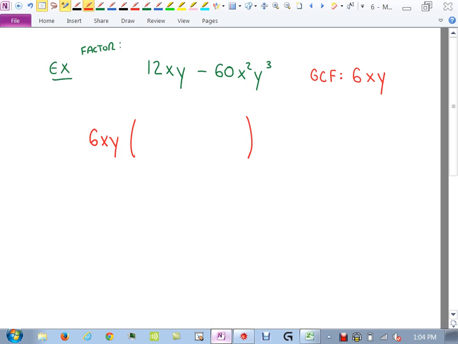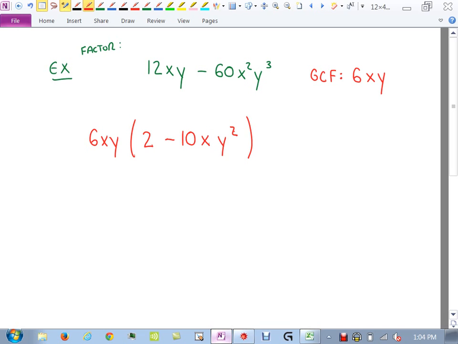Now you need enough room for 2 terms, right? How do you turn 6 into 12? You need a 2. How do you turn x into x? You don't. Y into y? You don't. So I have a 2. I'm done with the first term. Now, how do I turn 6 into negative 60? Minus 10. How do I turn x into x squared? X. How do I turn y into y cubed? Y squared.